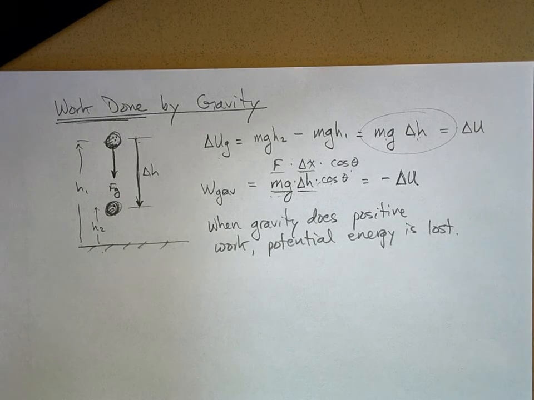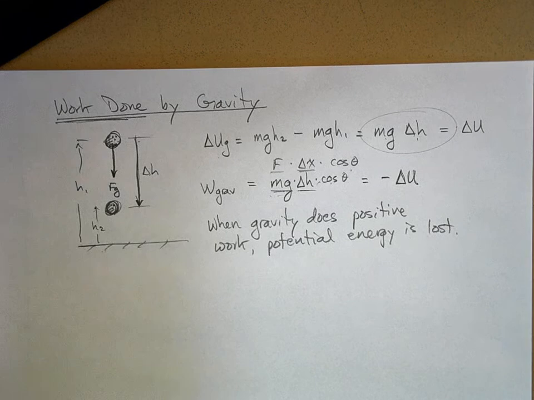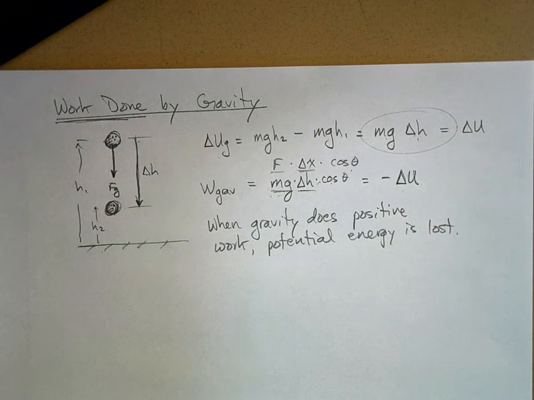You drop something, for crying out loud. Gravity's pulling it down. The displacement is down. Gravity's doing positive work. But what is the source of doing that work? Remember, work is a transfer of energy. We are taking the gravitational potential energy and we're losing it, right? The gravitational potential energy is being used up.